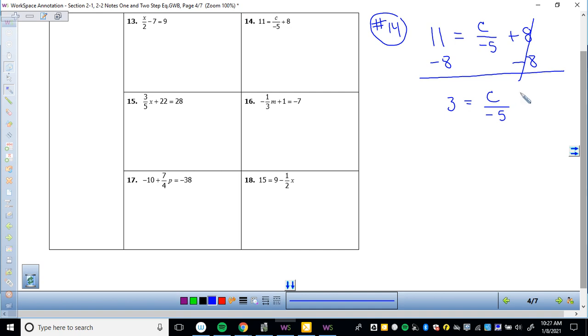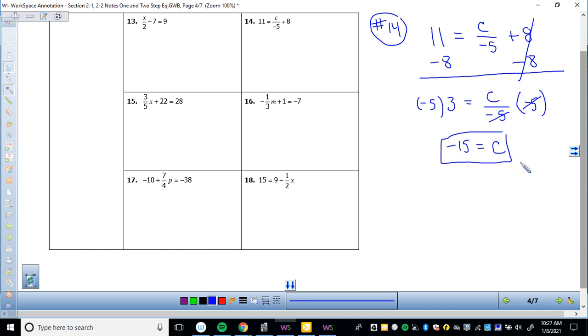Multiply. Thank you. We're going to multiply by negative 5 on each side. That clears the fraction. And so negative 5 over negative 5, that goes to 1, which is what we want to see. So the number in front of c is 1. And it's okay if it's on the right side. And so we get c equals negative 15. Box that answer, and you are done.